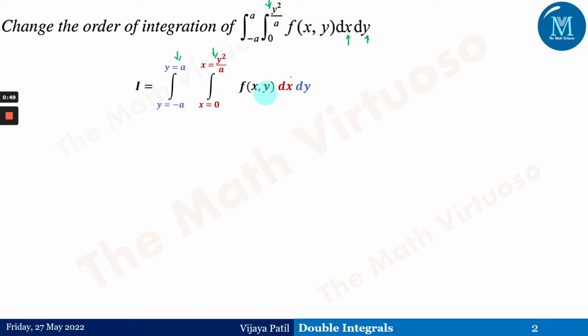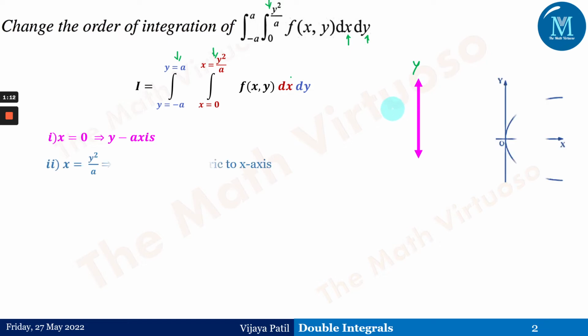x variable first. Again, if you observe here, we have to find these four curves. So x is equal to 0. This is the first curve, x equals 0, which is nothing but the y-axis. I've just taken all the curves independently. We have not yet plotted all the curves in one graph. x is equal to y square by a is a parabola which is symmetric to the x-axis.